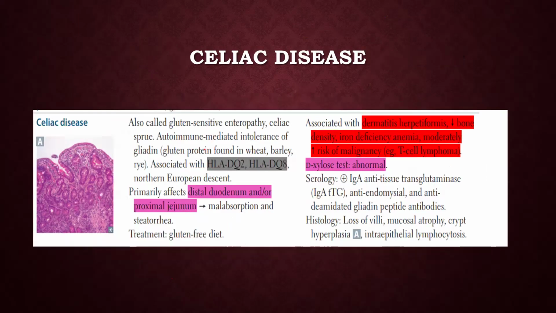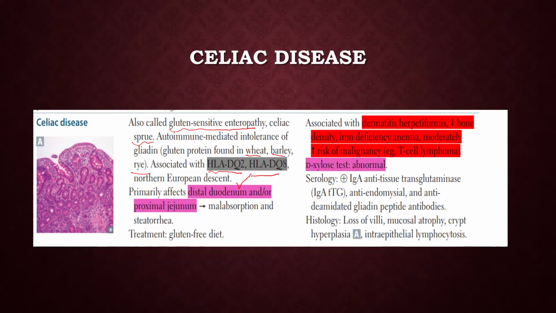Now I'm moving to celiac disease. Celiac disease is basically gluten-sensitive enteropathy, also known as celiac sprue. It is autoimmune because autoimmune antibodies are present, right? Gluten protein is found in wheat, barley, and rye. It is associated with HLA-DQ2 and DQ8.